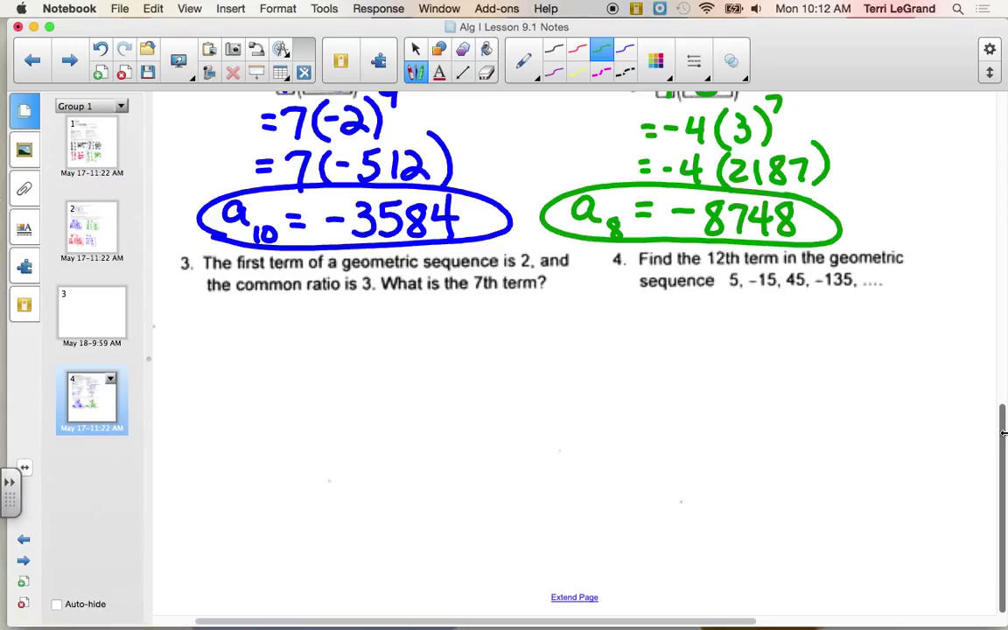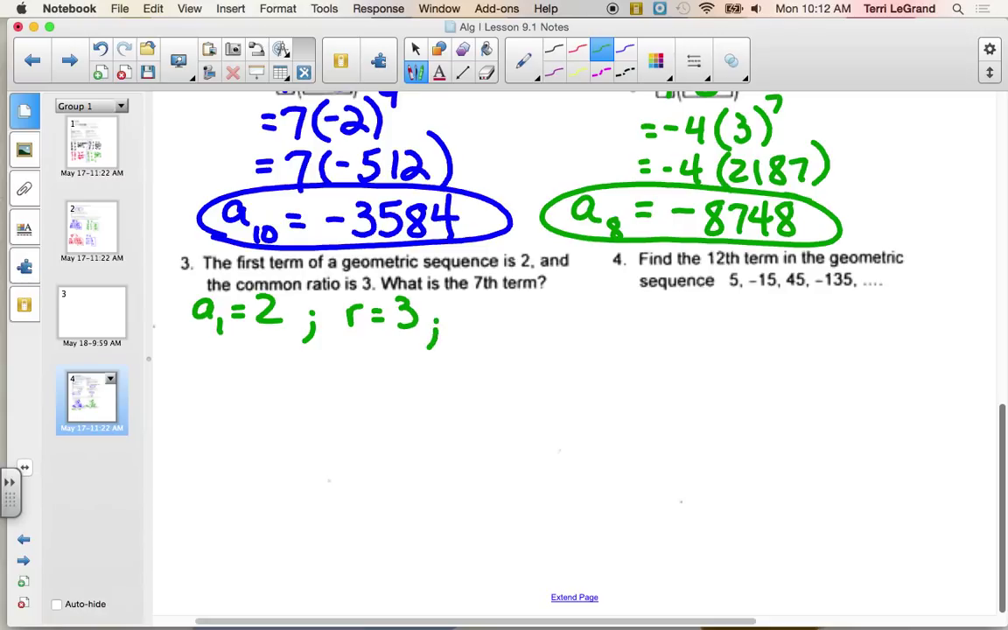So it says, the first term of a geometric sequence is 2. So what are we going to say that is? A sub 1. So a sub 1 is 2. We're going to write that down. And the common ratio is 3. What are they telling us there? So how are we going to write that? R equals 3.